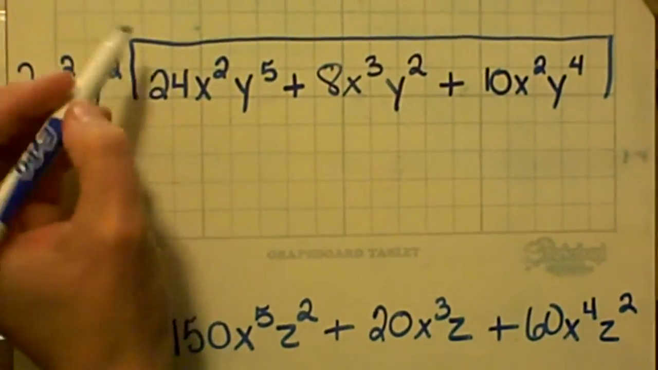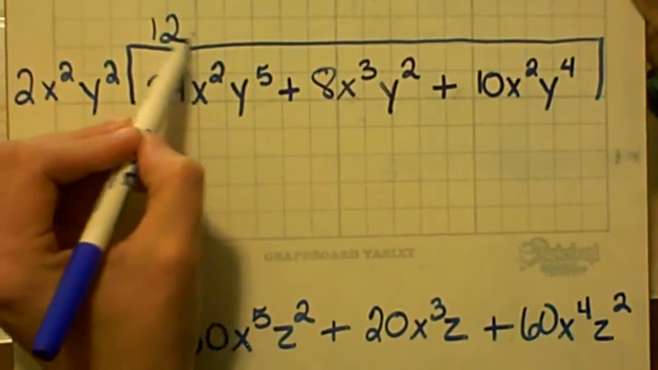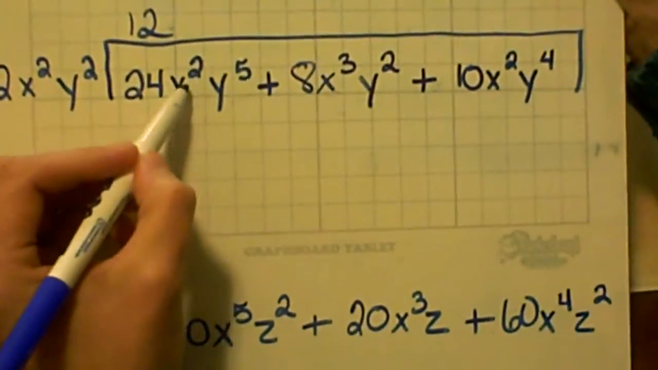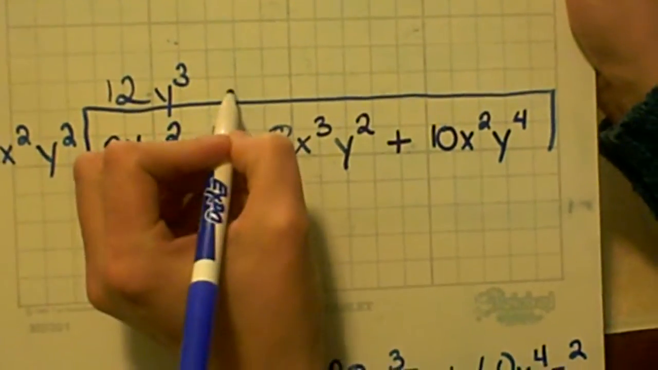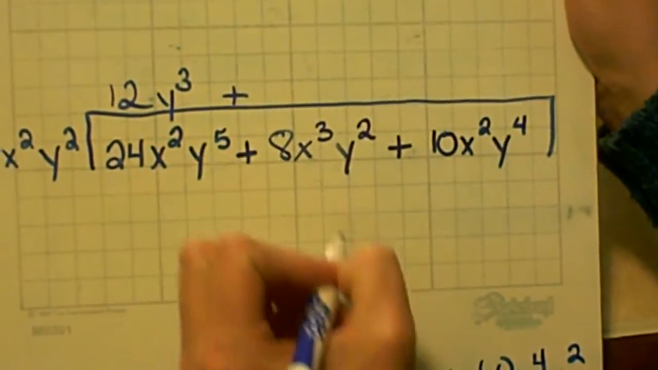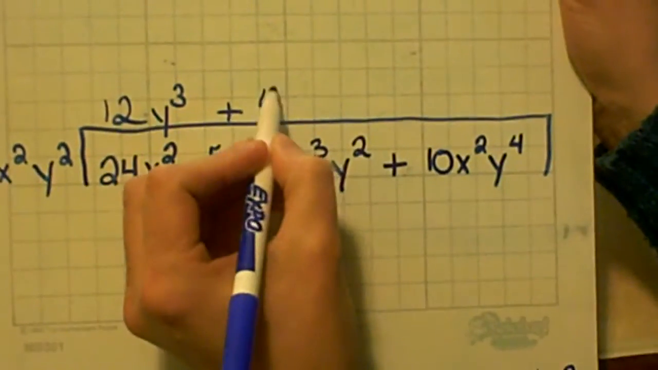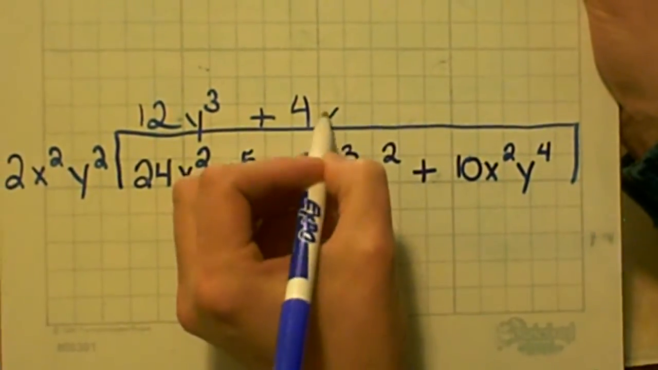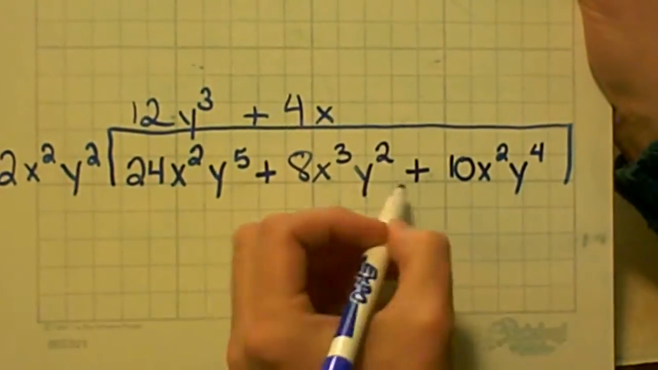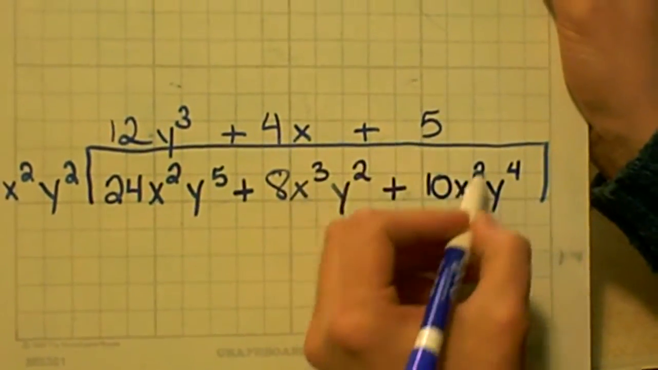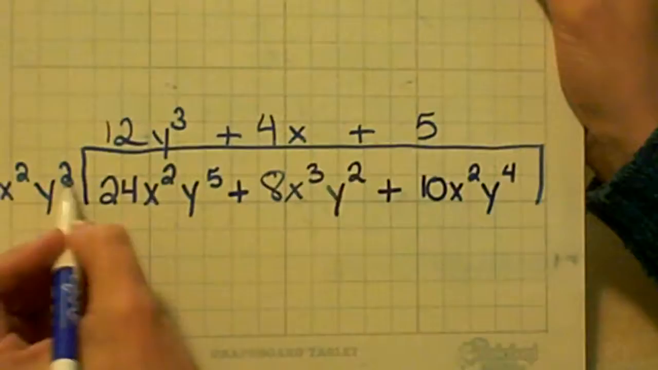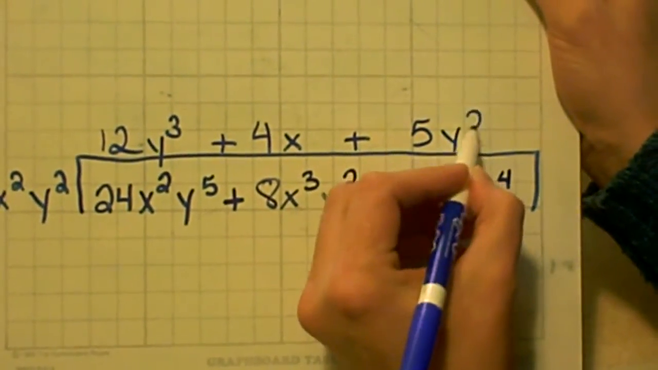Taking 2 out of 24 leaves us with 12. So 2 times 12 is 24. All the x's came out. Leave 3 y's. And then here we take out 2 from the 8. We have 4, 2 x's. That gives us 1 x. And we took out both y's, so those are gone. And then taking out a 2 from 10, we have 5. We took out both x's, and then we took out 2 y's, which leaves us with 2 left.